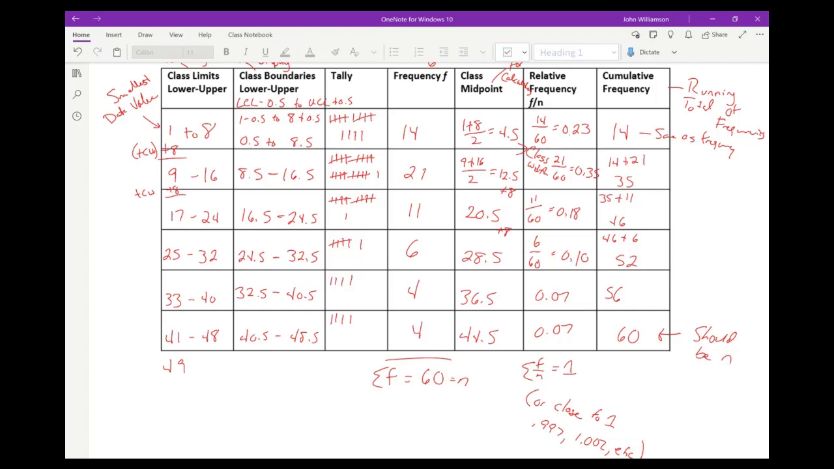It should be n again. Your last cumulative frequency should be the total number of data values because you should have gone through every single data value, right? So that's one more place you can check yourself, make sure you haven't missed a data value somewhere.